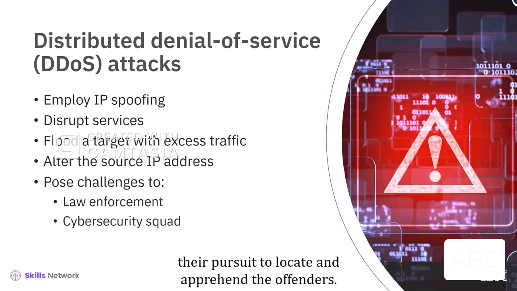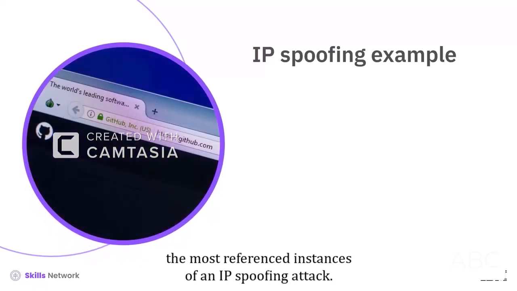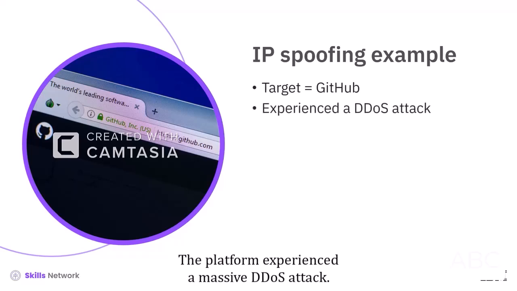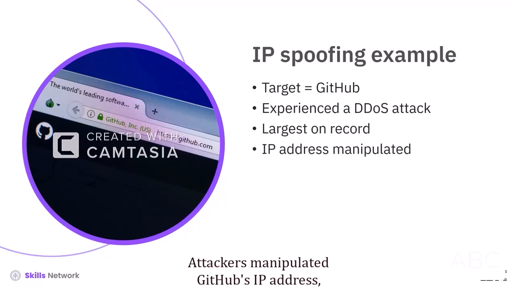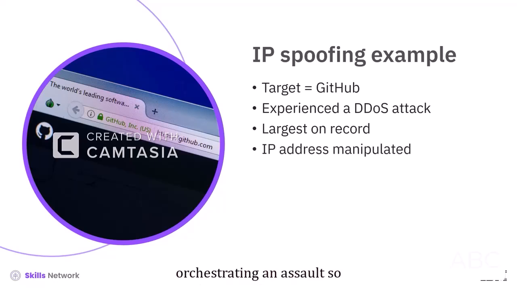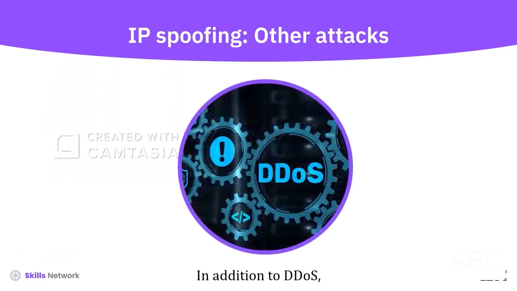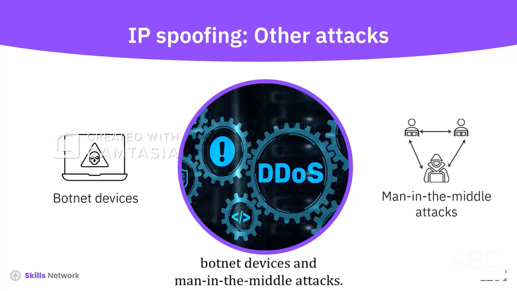Next, let's review one of the most referenced instances of an IP spoofing attack. The target was GitHub, a prominent code hosting platform. The platform experienced a massive DDoS attack, considered at the time to be the largest on record. Attackers manipulated GitHub's IP address, orchestrating an assault so large that it temporarily crippled the service. In addition to DDoS, IP spoofing can be used for masking botnet devices and man-in-the-middle attacks.